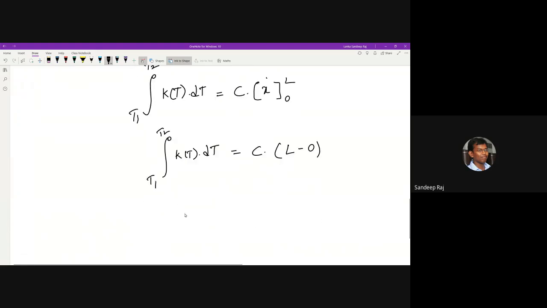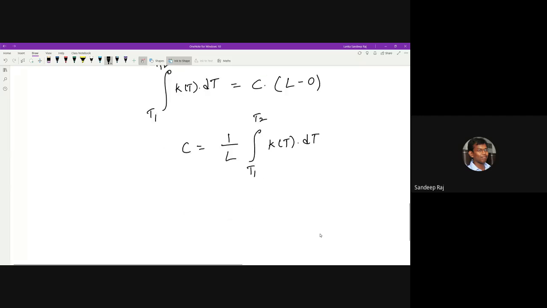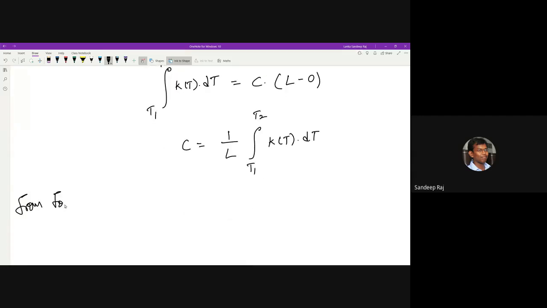So what I will get from this is, C value is equal to 1 by L into integral T1 to T2 K of T dt. I will keep it aside, and then I will write from Fourier's law of heat conduction, that Q is equal to minus KA into dT by dx. That's what I have. But here I will take K as a function of temperature. I will not take just K, which is a constant value. I will take K varying with respect to temperature, so KA into dT by dx I will consider.